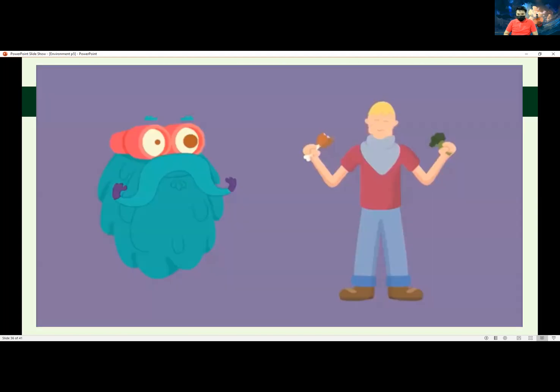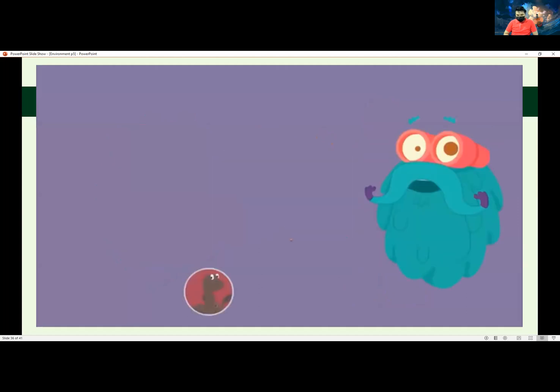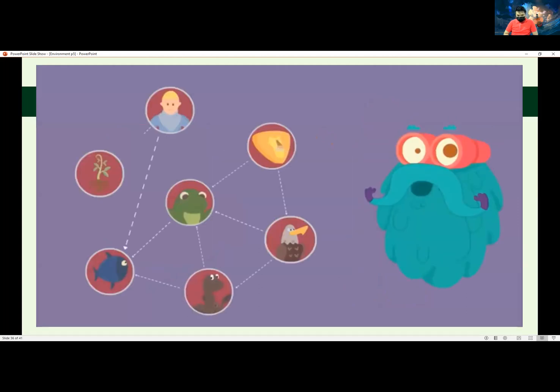Trivia time! Humans are at the end of the food chain. They eat both plants and animals that have consumed other forms of energy. A food web is a natural interconnection of different food chains.